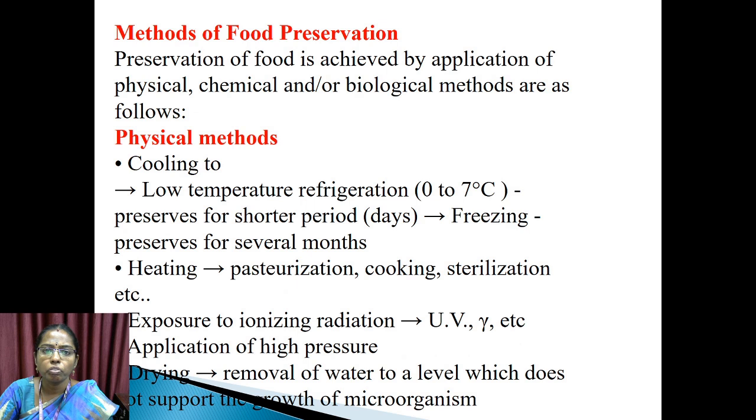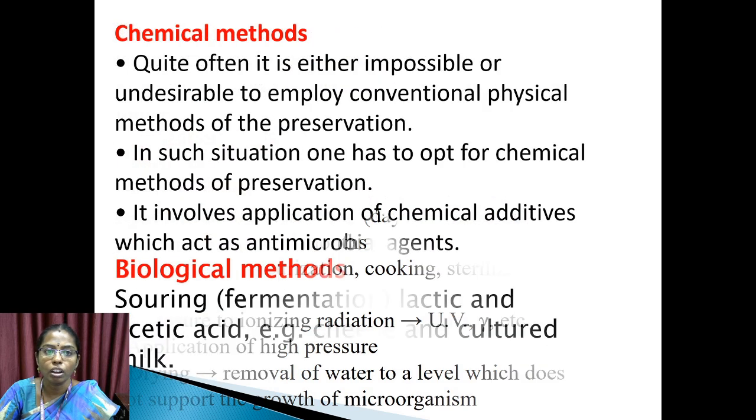Methods of food preservation. Preservation of food is achieved by application of physical, chemical and biological methods, as follows. Physical methods: cooling to low temperature, refrigeration at 0 to 7 degrees Celsius, preserves for shorter periods. Freezing preserves for several months. Heating includes pasteurization, cooking, sterilization, etc. Exposure to ionizing radiation using UV, etc. Application of high pressure. Next, drying: removal of water to a level which does not support the growth of microorganisms.